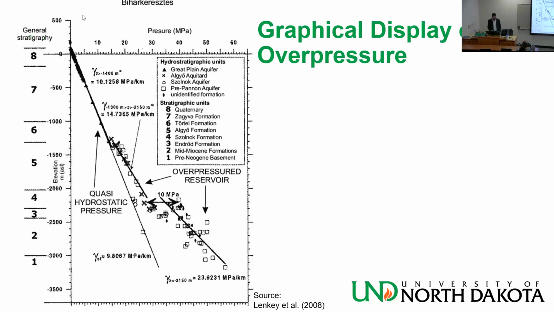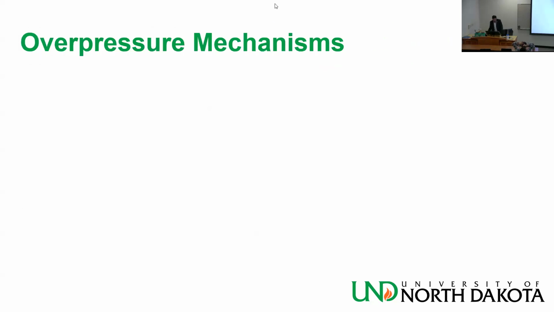Now, last time I told you roughly 10 MPa per kilometer for the hydrostatic. The correct answer is 9.8, but it's often rounded to 10, to one significant figure. So here, when we have 10.12, we are really overpressured compared to here, where we have 9.8. Yes, we did talk about that, and then we talked about overpressure mechanisms.